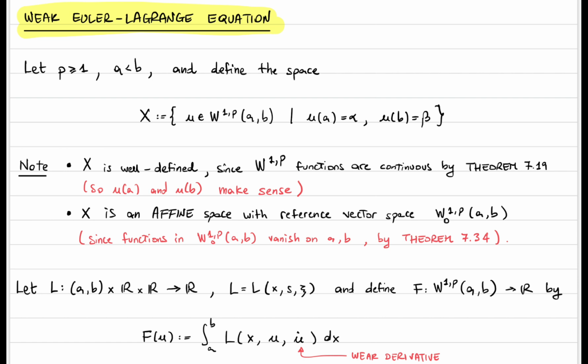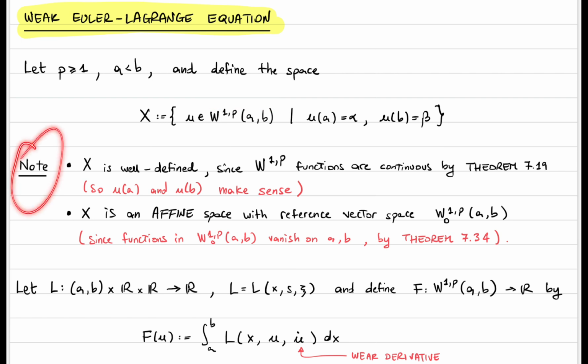Okay, our setting is the following. p is always larger or equal than 1, and a is strictly less than b. And we consider the space X of functions u in W^{1,p}(a,b), such that u(a) is equal to alpha and u(b) is equal to beta. So we're doing exactly the same as before, just earlier we had, instead of W^{1,p}, C1 of (a,b). So now we're just relaxing the class of functions, but we're still enforcing the Dirichlet boundary conditions.